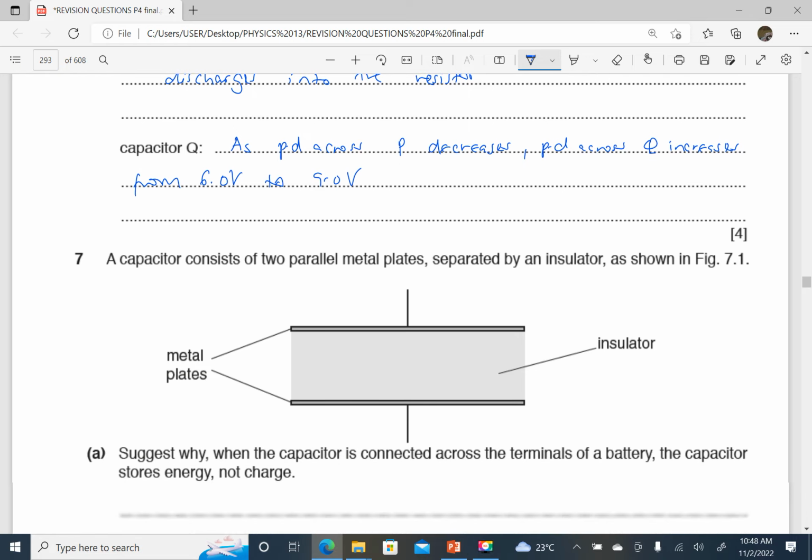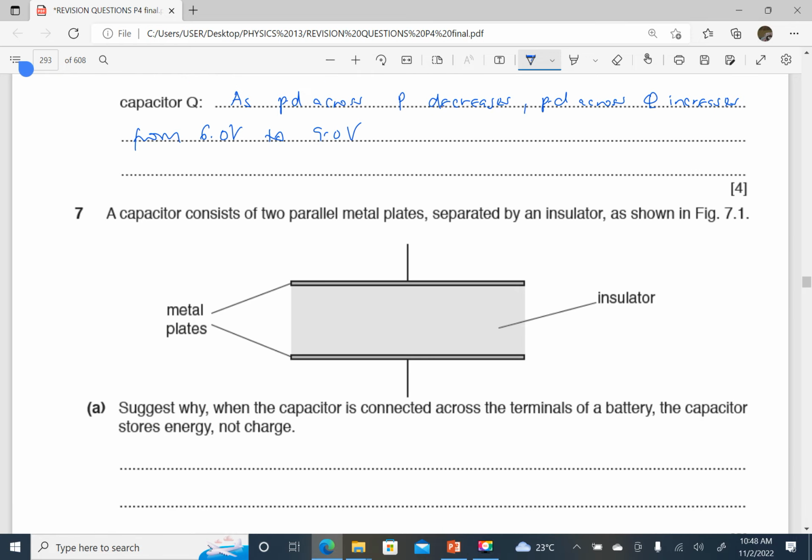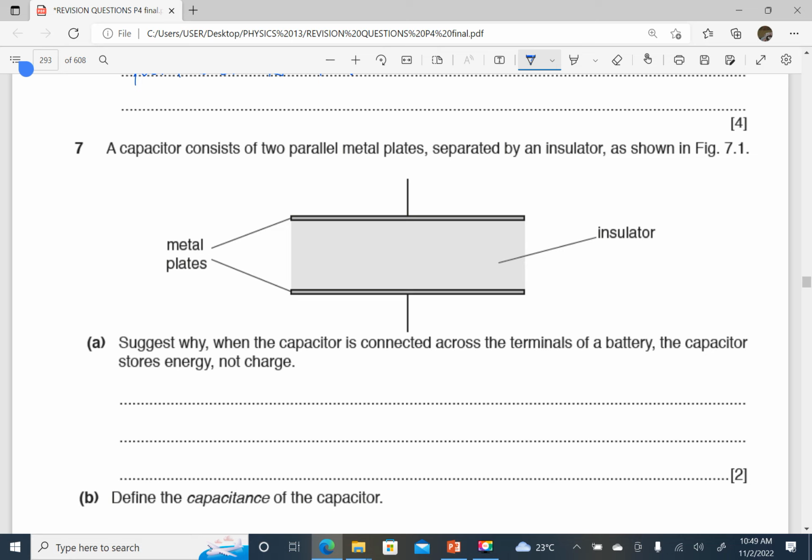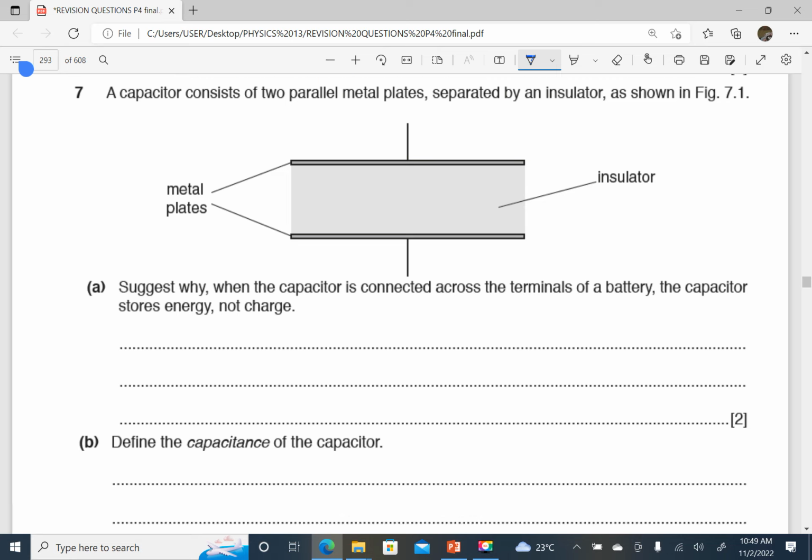Okay. A capacitor consists of two parallel metal plates separated by an insulator as shown in the figure. Suggest why, when the capacitor is connected across the terminals of a battery, the capacitor stores energy. It is energy but not charge. Why does the capacitor store energy but not charge?